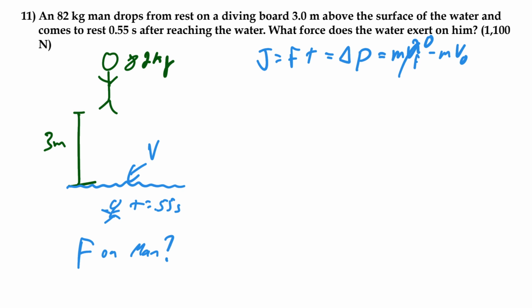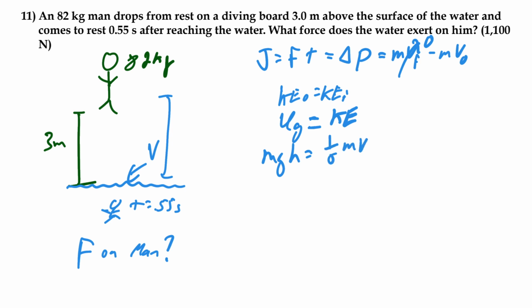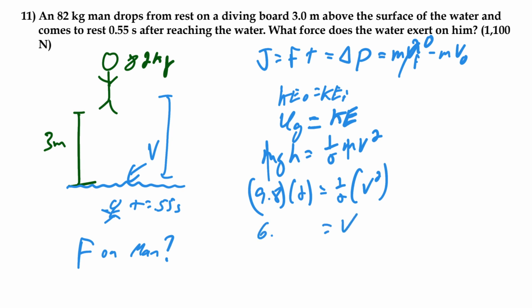Okay, so to do that, we can use either kinematics or energy, however you want to solve it. Me personally, I like using energy. So initial equals final. In other words, at the top he has all potential, at the bottom he has all kinetic. So mgh equals 1/2 mv squared. Masses cancel, so we got 9.8 times 3 equals 1/2 times his velocity right before hitting the water. So I get 6.26 meters per second. That's the velocity right before hitting the water.